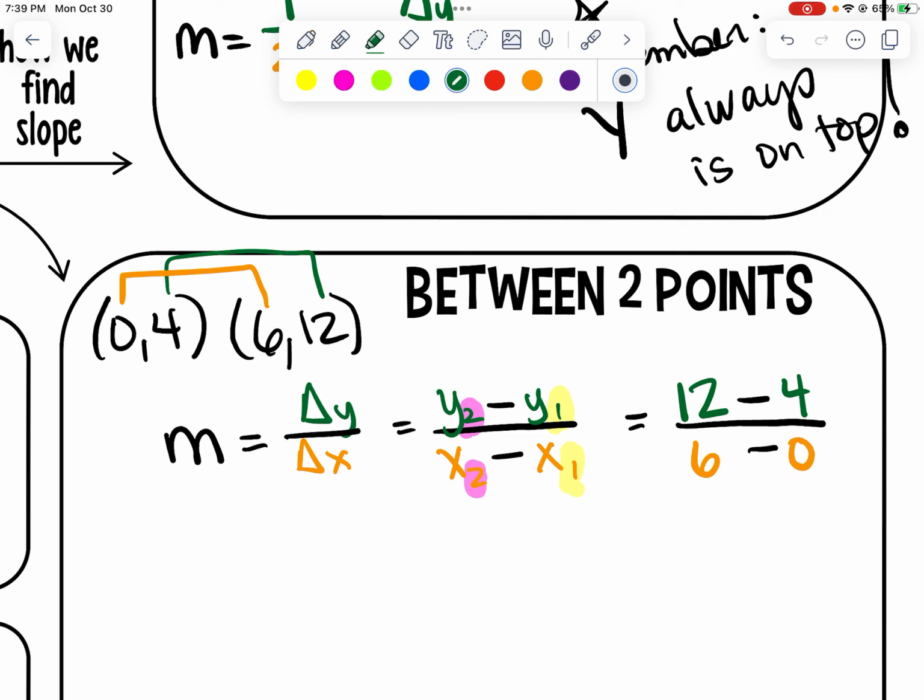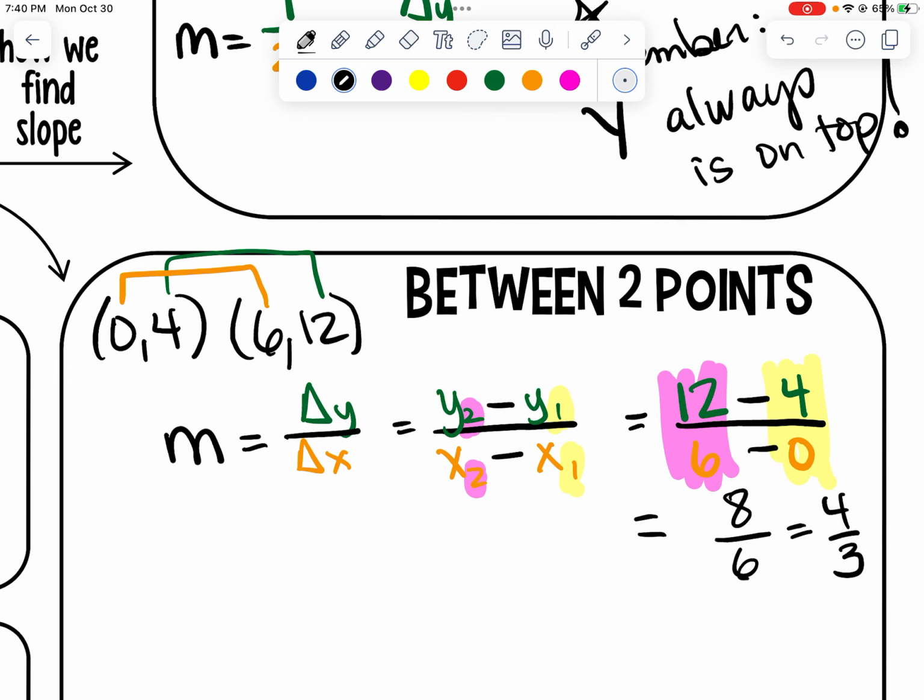These two right here, they come from the same point. Then these two right here, they come from the same point. That's what's meant by this. So if I subtract those, I get 8 on top, I get 6 on bottom, and I get 4/3.